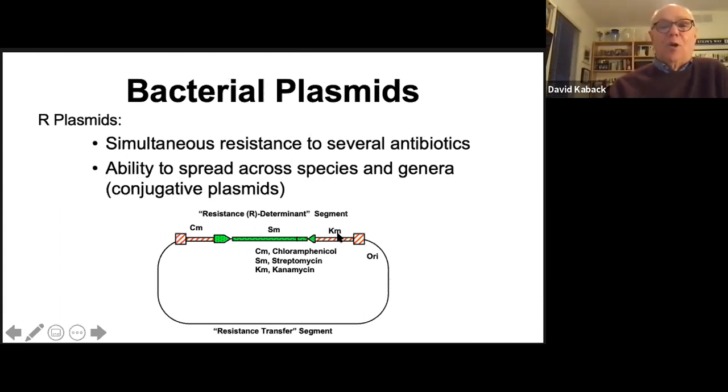drug resistance markers on them. And here you see streptomycin, chloramphenicol. Bacterial plasmids very often contain multiple genes that each detoxify a number of different antibiotics, shown here, kanamycin, chloramphenicol, as well as streptomycin on these plasmids. And these are referred to as R plasmids for resistance plasmids, and they produce simultaneous resistance to several antibiotics.